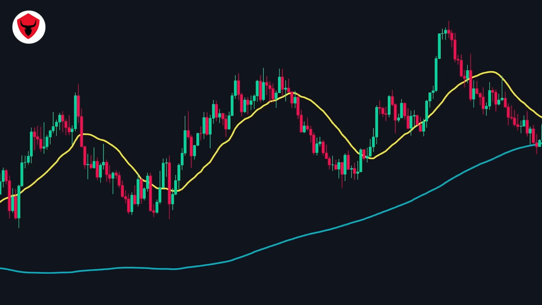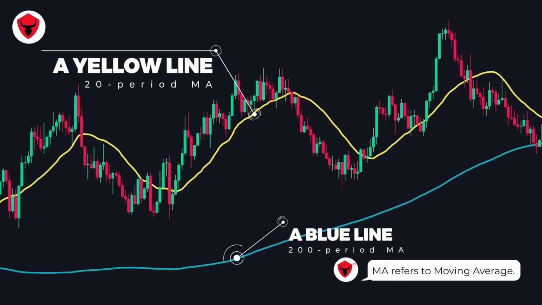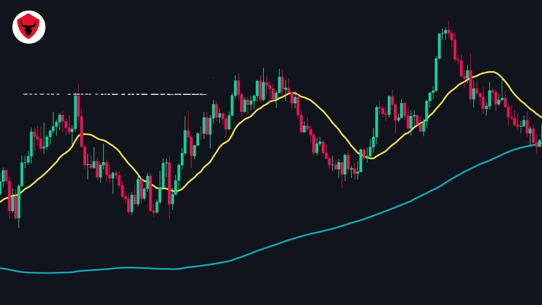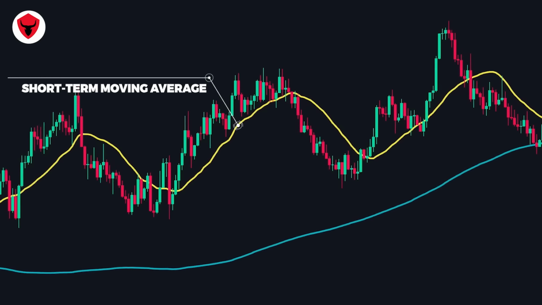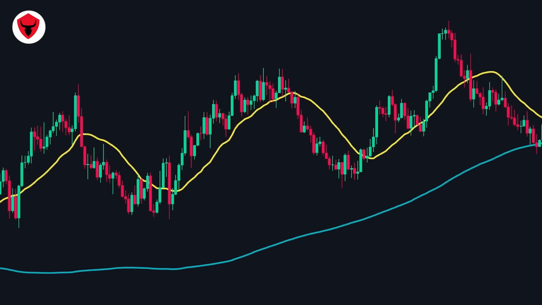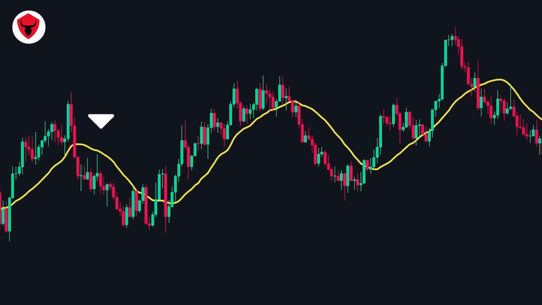Consider a chart that contains 2 moving averages, a yellow line representing the 20-period MA and a blue line representing the 200-period MA. The 20-period MA is a short-term moving average that provides information about the market's short-term trend. On the contrary, the 200-period MA serves as a long-term moving average, providing an overview of the long-term trend. For the time being, let us ignore the 200-period MA and concentrate entirely on the 20-period MA.